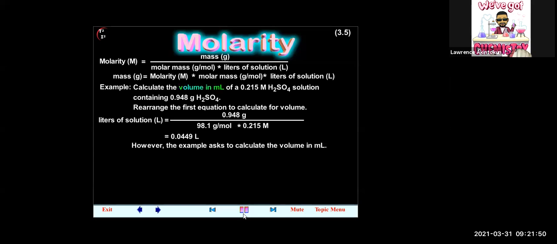0.0449 liters. However, the example asks to calculate the volume in milliliters. 1,000 milliliters equals 1 liter. Hence, 0.0449 liters times 1,000 milliliters divided by 1 liter equals 44.9 milliliters.